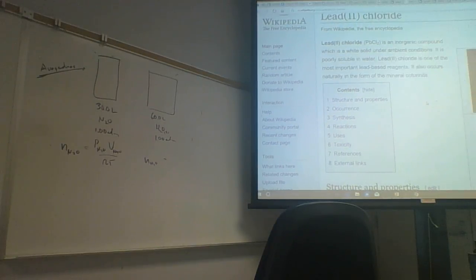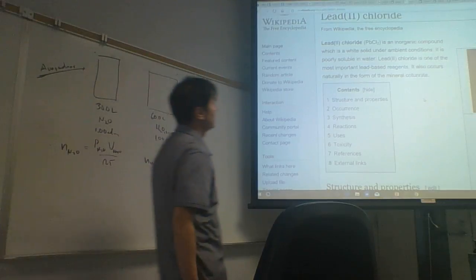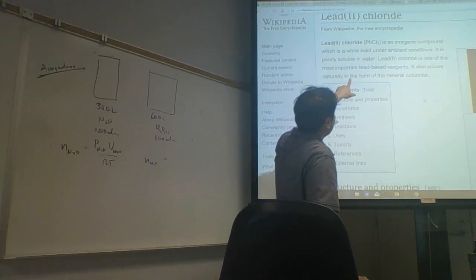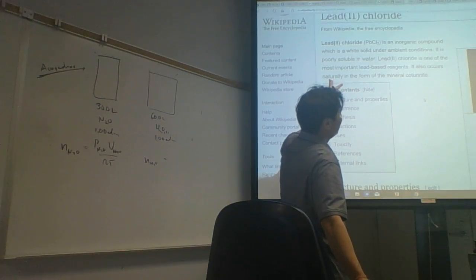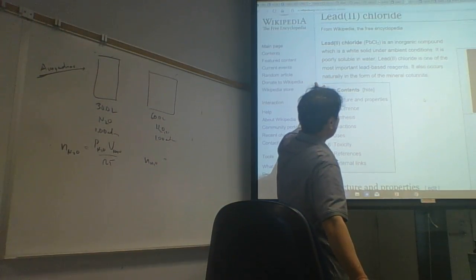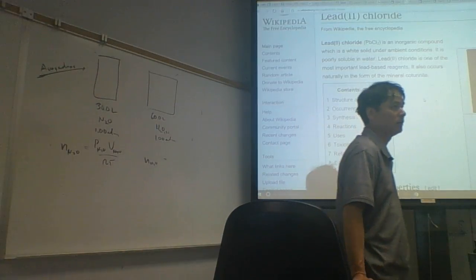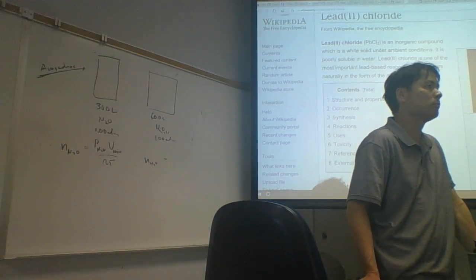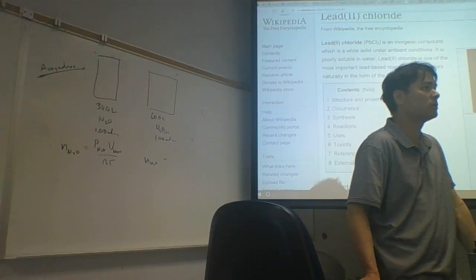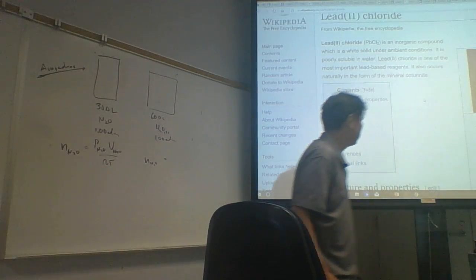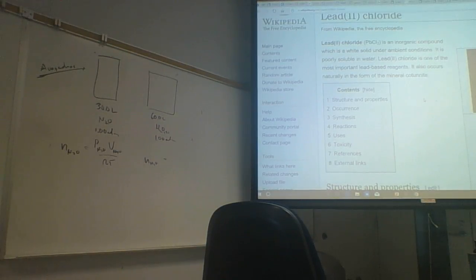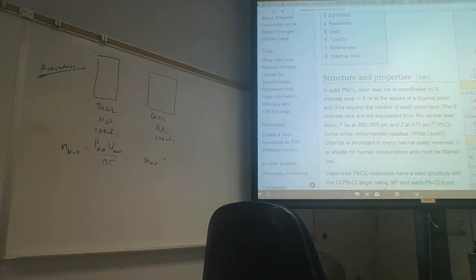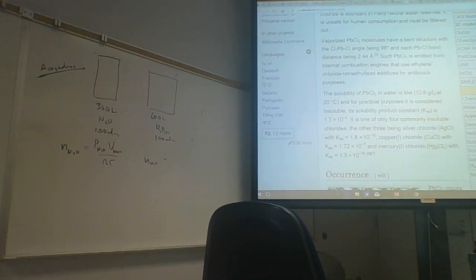So we see both definitions at play, I think, in this one. Here, they say lead 2 chloride is an inorganic compound, which is a white solid under ambient conditions and is poorly soluble. Poorly soluble, it's insoluble. But what does insoluble mean? Insoluble means that less than 0.1 moles will dissolve. That's qualitative. And then we go, well, exactly how much dissolves? Exactly how much dissolves is called the quantitative solubility or just the solubility.